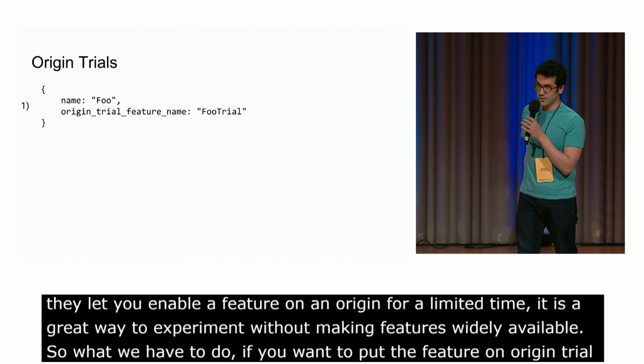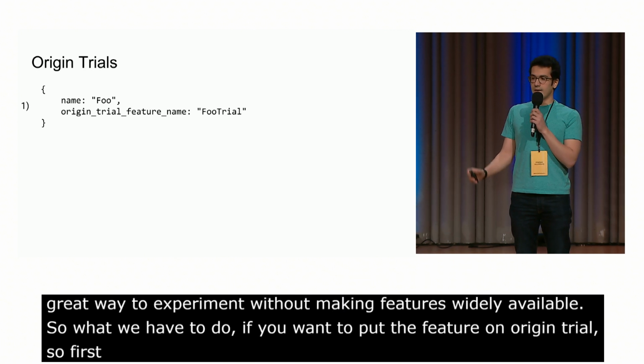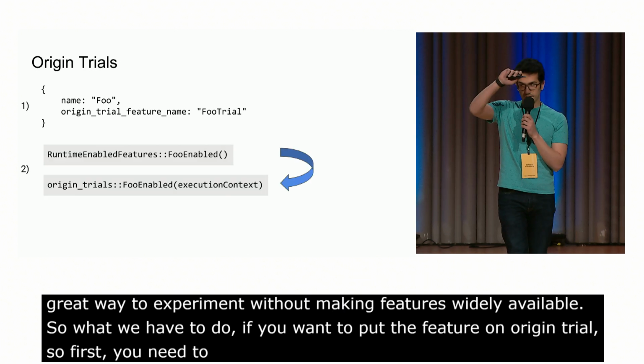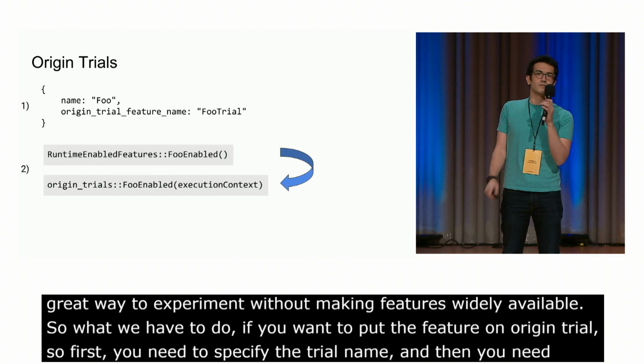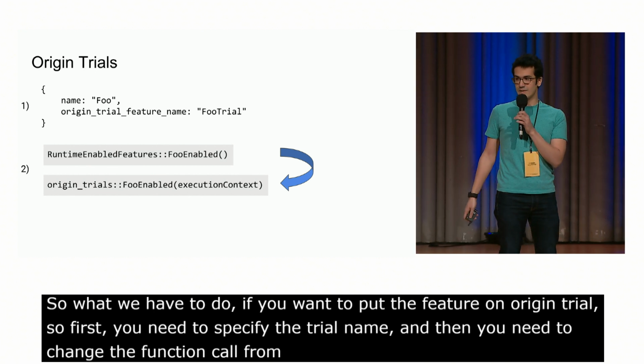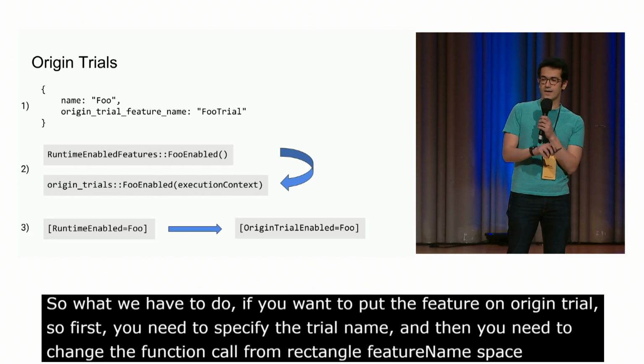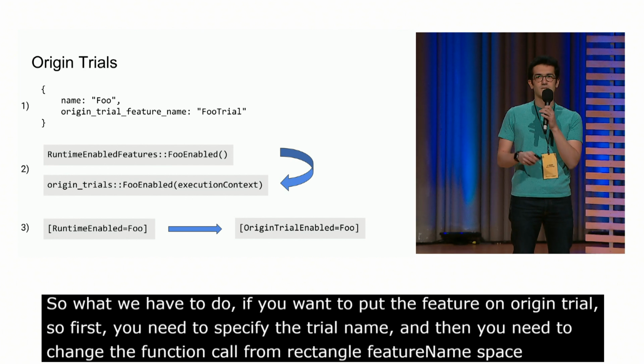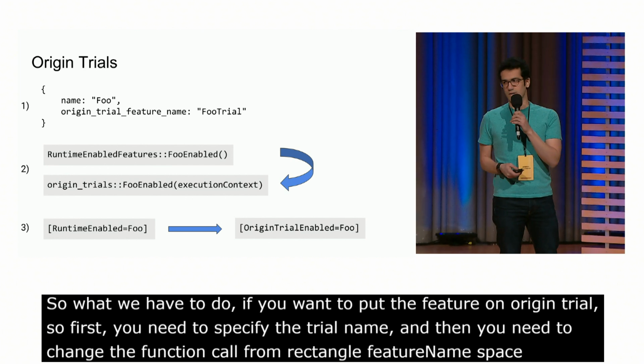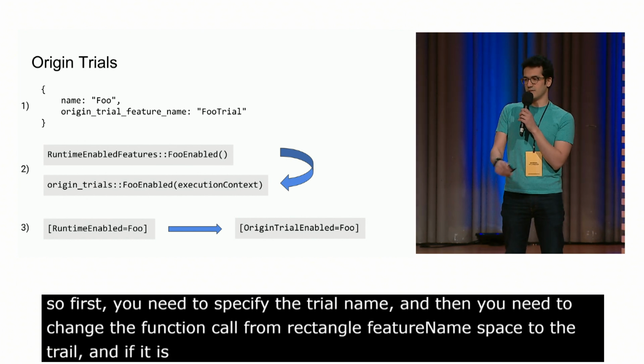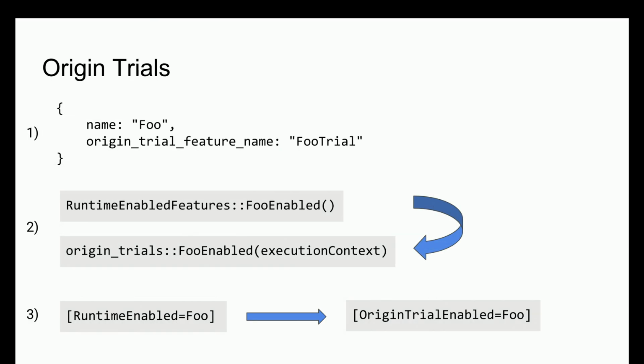So first, you need to specify the trial name, then you need to change the function call from runtime feature namespace to origin trial namespace. You have to pass it the execution context, and in the end, if your feature is exposed as a JavaScript object, etc., you have to change the IDL tag from runtime enabled to origin trial enabled. And if you want to ship it, you have to basically reverse everything.